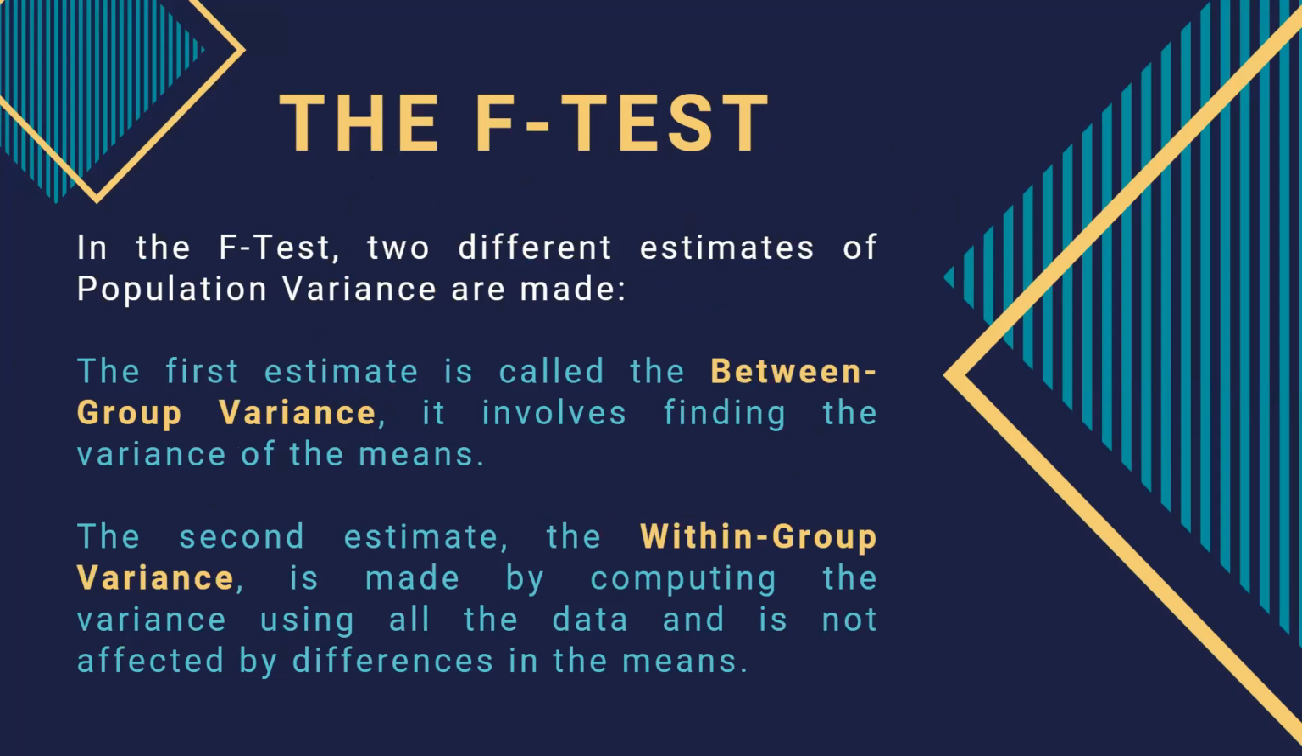In the F-test, two different estimates of population variance are made. The first estimate is called the between group variance. It involves finding the variance of the means between groups. And the second estimate is the within group variance, which is made by computing the variance using all the data and is not affected by differences in the means.